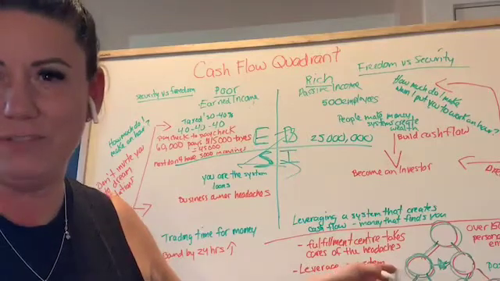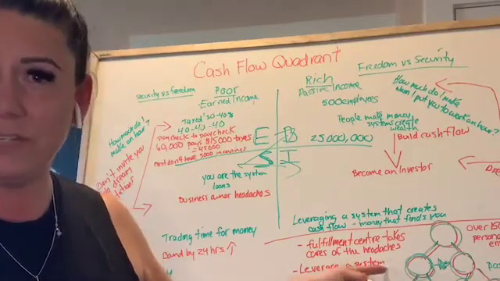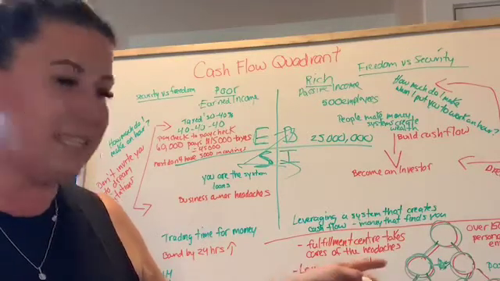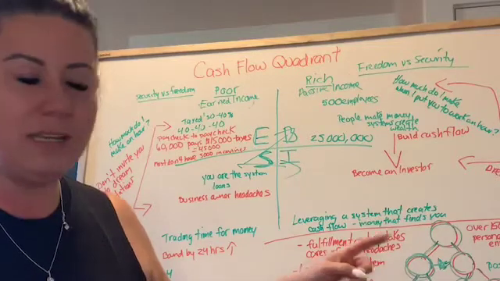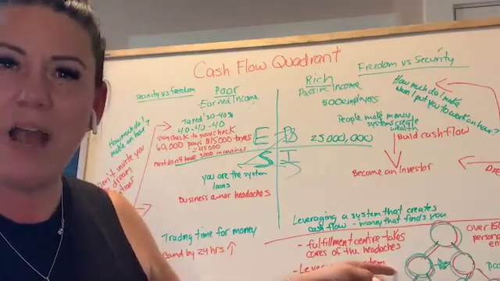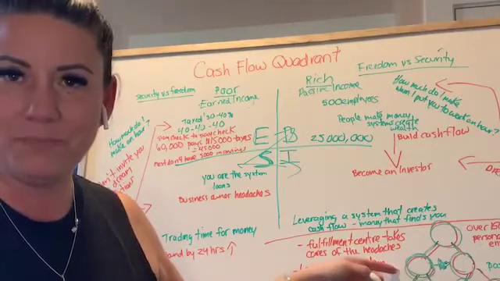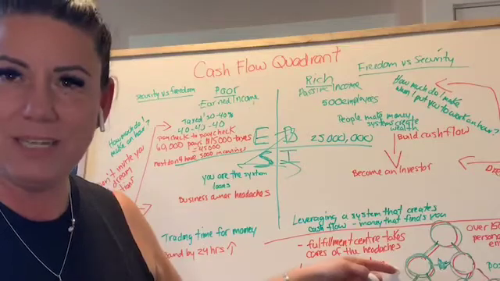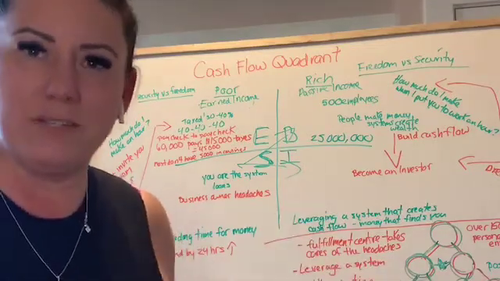We can teach you how to make 6 figures in 3 to 5 years. It's a system, right? It's not get rich quick. It's building a business. And now the passive income can replace your job, and now money is working for you. You're not trading time for money anymore. You get your time back. As you grow, you're going to grow more. Maybe you're going to make $100,000.